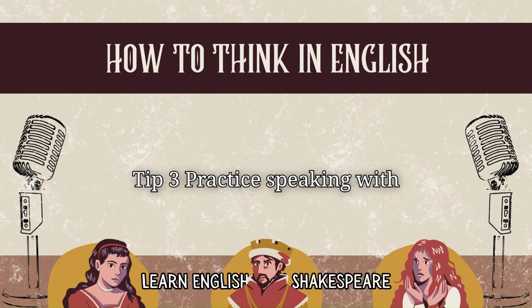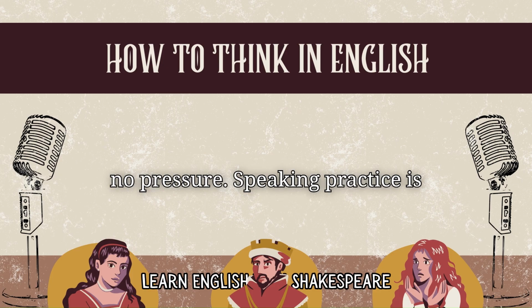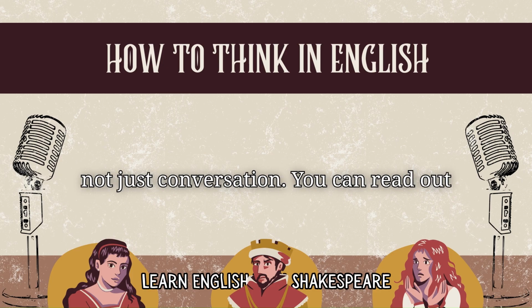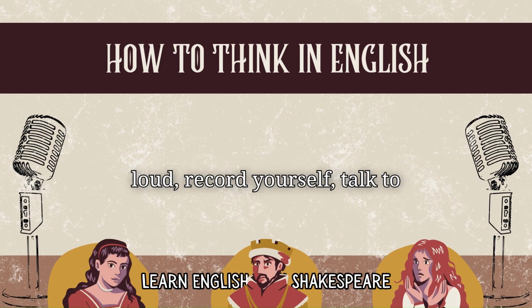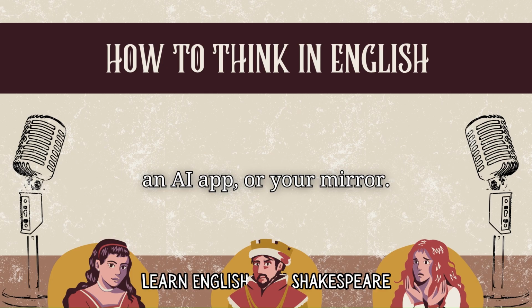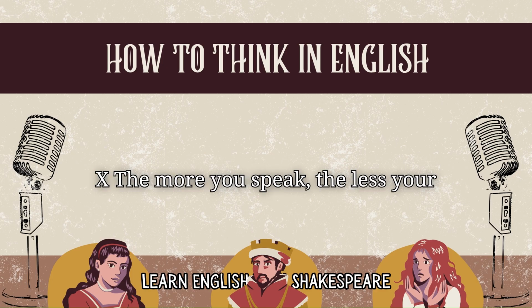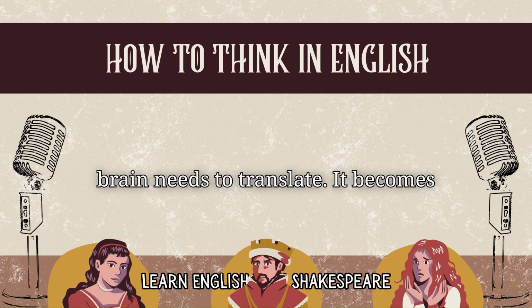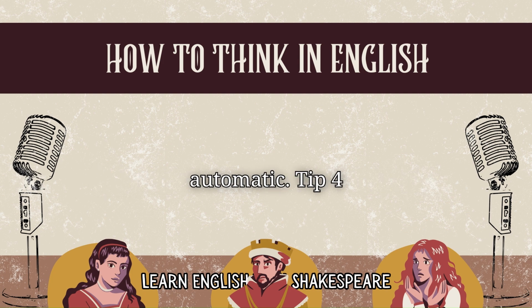Tip 3. Practice speaking with no pressure. Speaking practice is not just conversation. You can read out loud, record yourself, talk to an AI app, or your mirror. The more you speak, the less your brain needs to translate. It becomes automatic.